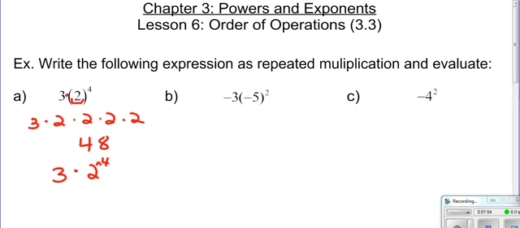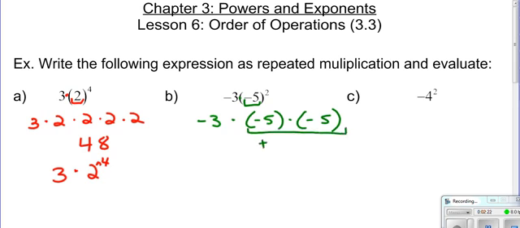When we look at b, we have -3, and again, it's right beside our bracket. That tells us that it is being multiplied to the -5. Our base is the -5, so that is the part that will be squared, 2 times. So we have -3 times -5 times -5. A negative base multiplied an even number of times is going to give us a positive 25. So we have -3 times positive 25, or -75.